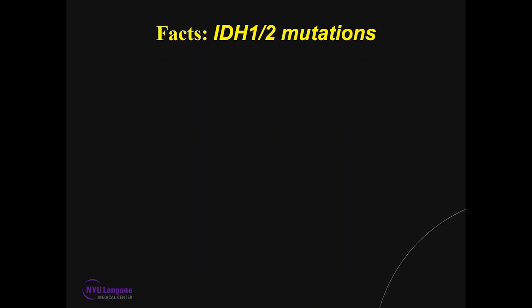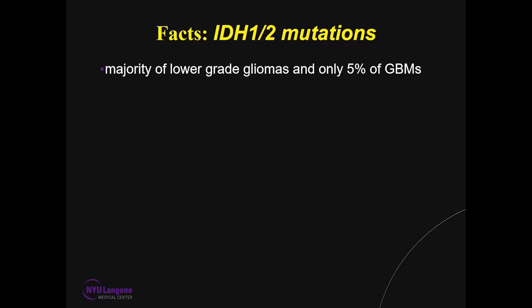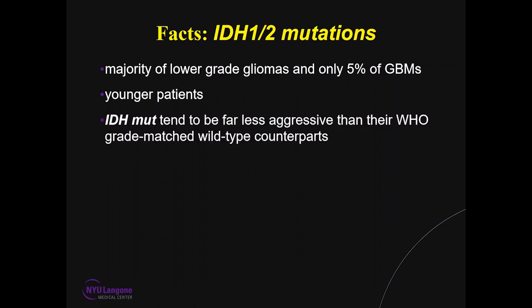So, a few facts about IDH1 and 2 mutations. Majority of the lower grade gliomas and only 5% of the GBMs, primary GBMs, have an IDH mutation. IDH mutation is seen more commonly in younger patients. IDH mutated tumors tend to be far less aggressive than their IDH wild type grade matched counterparts.